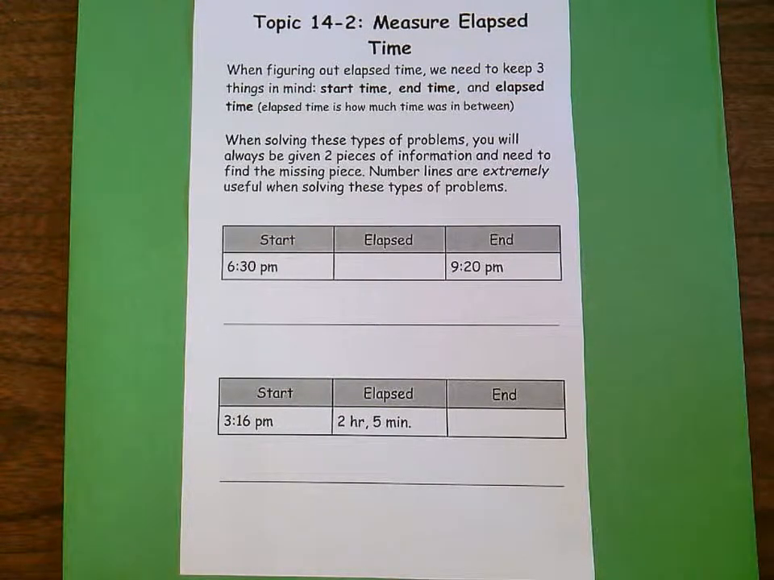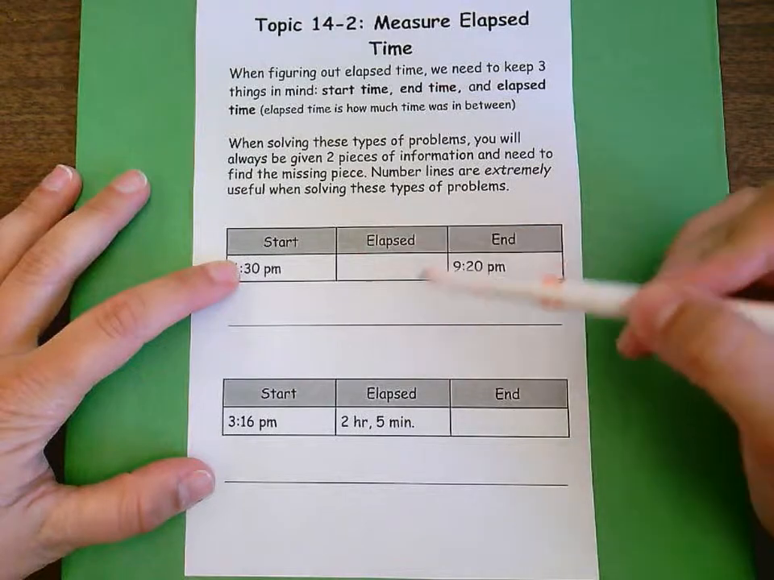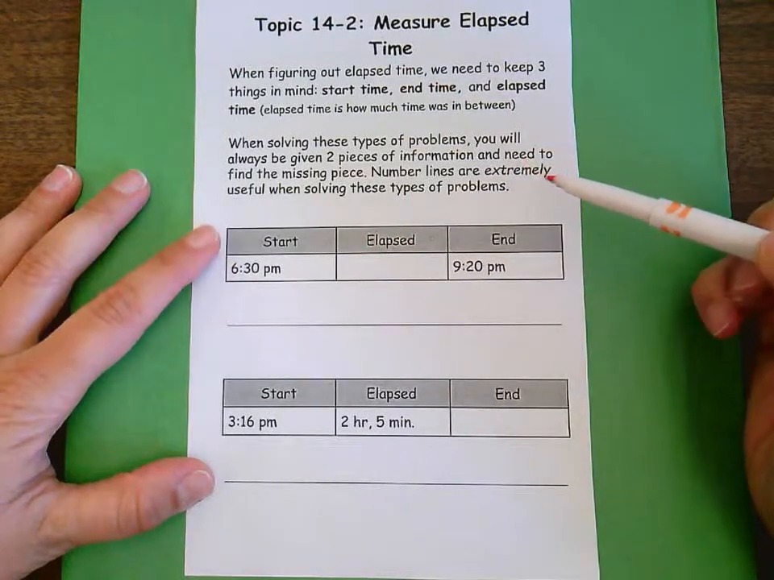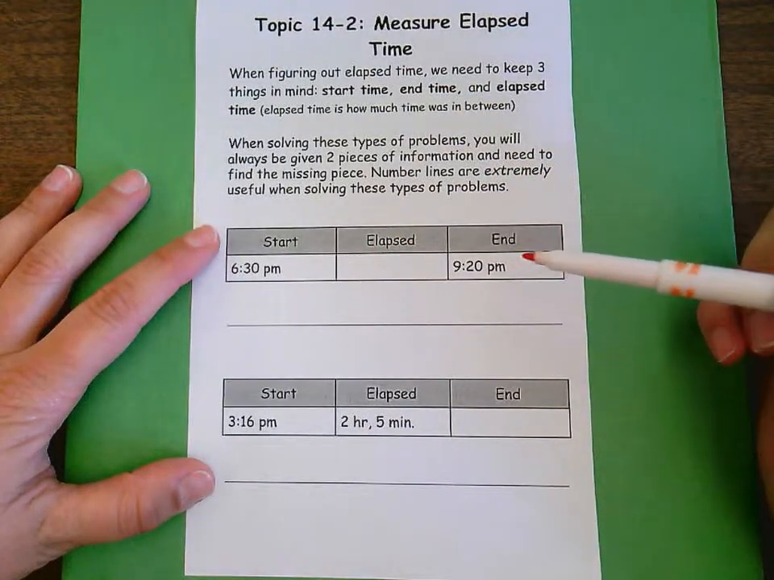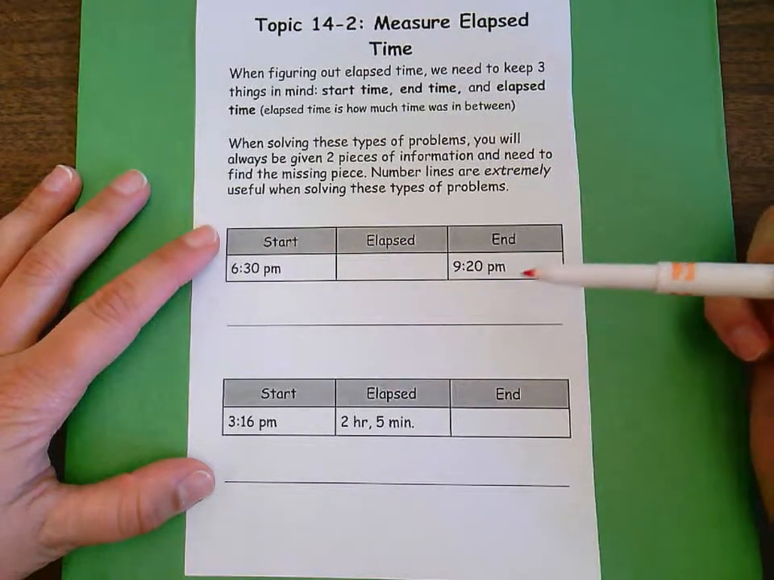When figuring out elapsed time, which is just the amount of time that has passed, we need to keep three things in mind: the start time, the end time, and the elapsed time. And again, that's just how much time is in between the start and the end, like how long you're doing an activity. When solving these types of problems, you will always be given two of the pieces of information and need to find the missing piece.